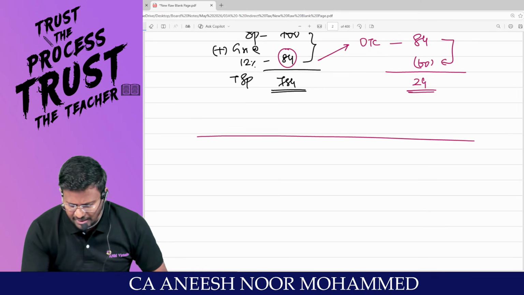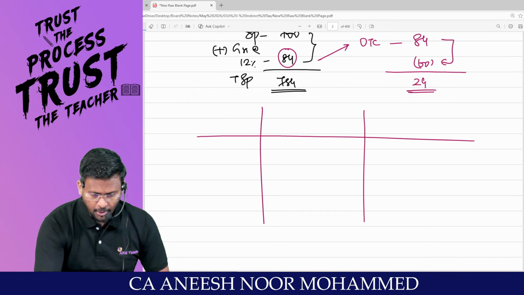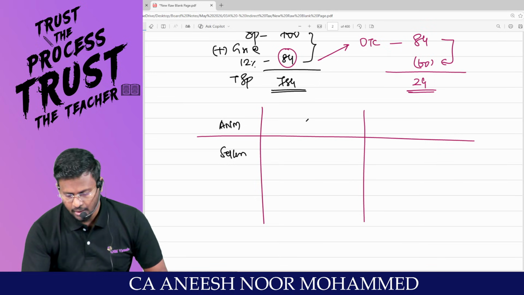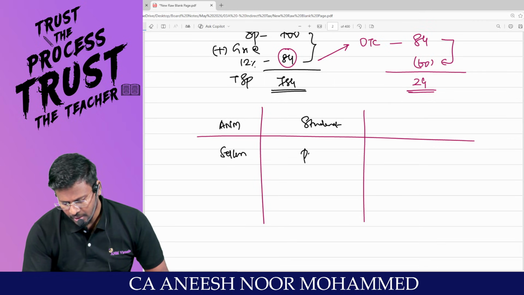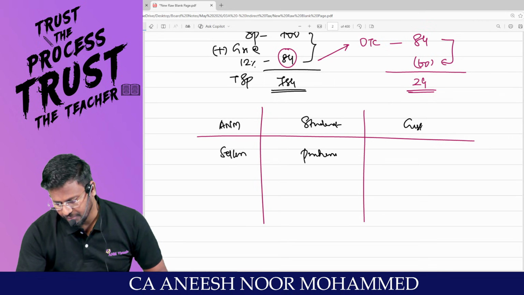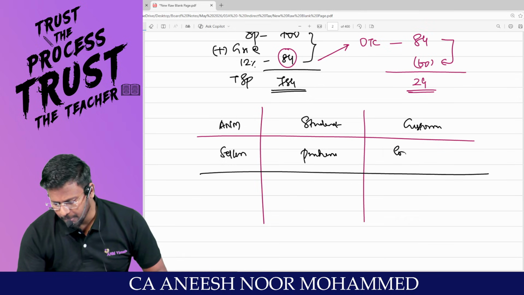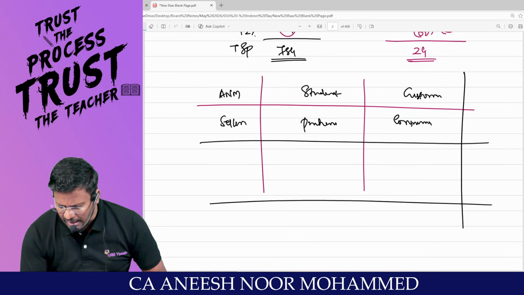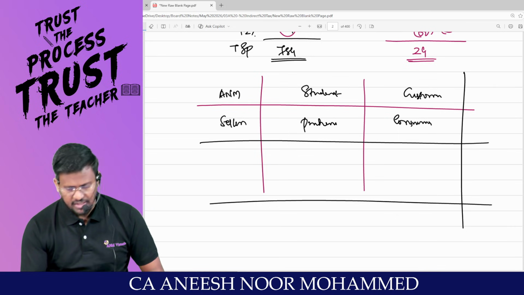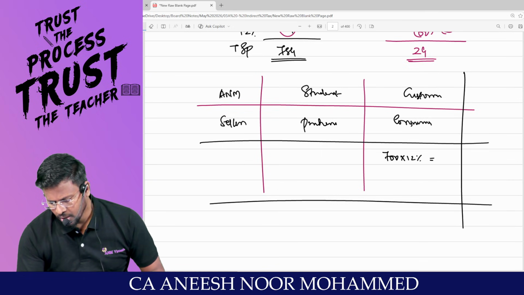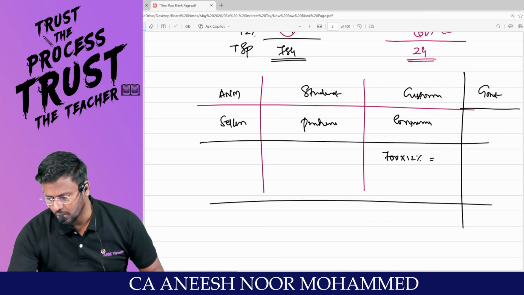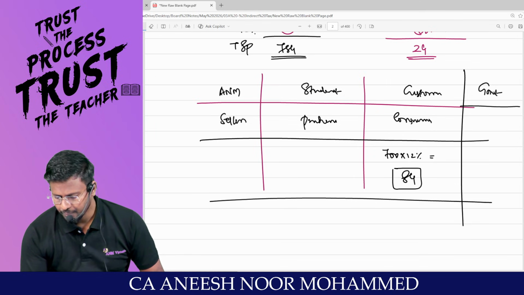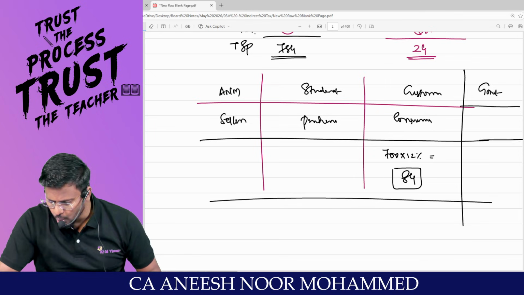So who are the three parties in this transaction? Number one, ANM, the seller. Then the students, the purchaser. And number three, the customer. Sir, the customer is the person who is consuming the calculator. Since they are consuming the calculator, ultimately, what is the selling price? 700. So 700 into what is the rate? 12%. And here we can call the government also. So 700 into 12%, 84. Who paid the 84 rupees? The customer paid. This 84 should only go to the government.